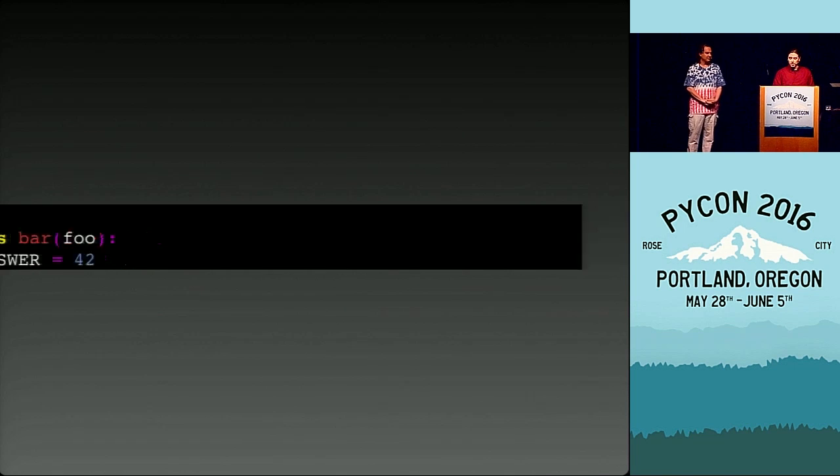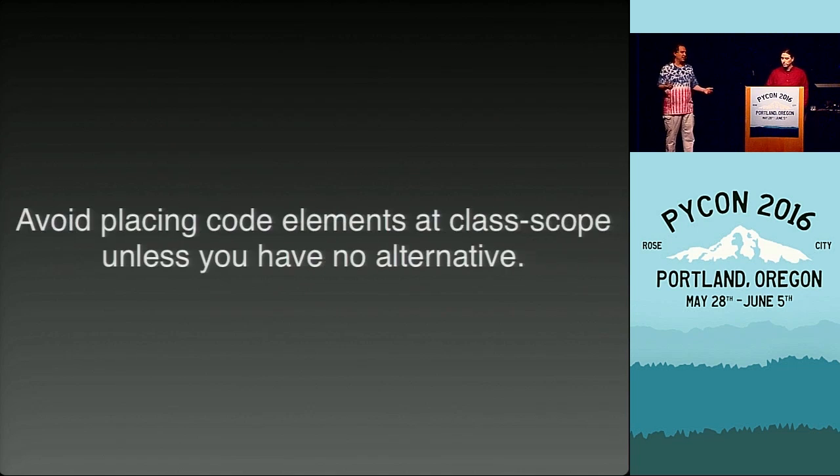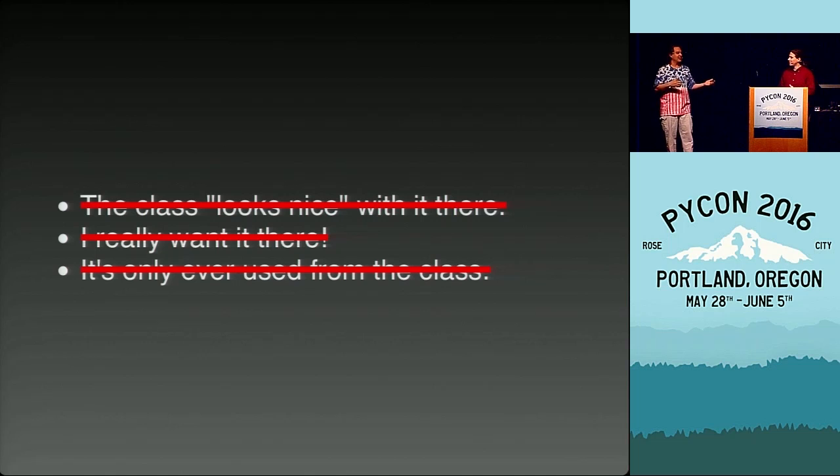The point here is that placing code at class scope, any kind of code element, invites a lot of questions that your maintainers then have to answer before they can do any changes to that code base. The simplest way to answer your future maintainers' questions is to prevent them from even being asked. So avoid placing elements at class scope unless you have no alternative. And a reason for which you might have no alternative, well, we've seen reasons like, it looks nice. I really want it there. Or our favorite is the code element is only ever used from the class. And we love getting this one because it has just such an easy response to it.